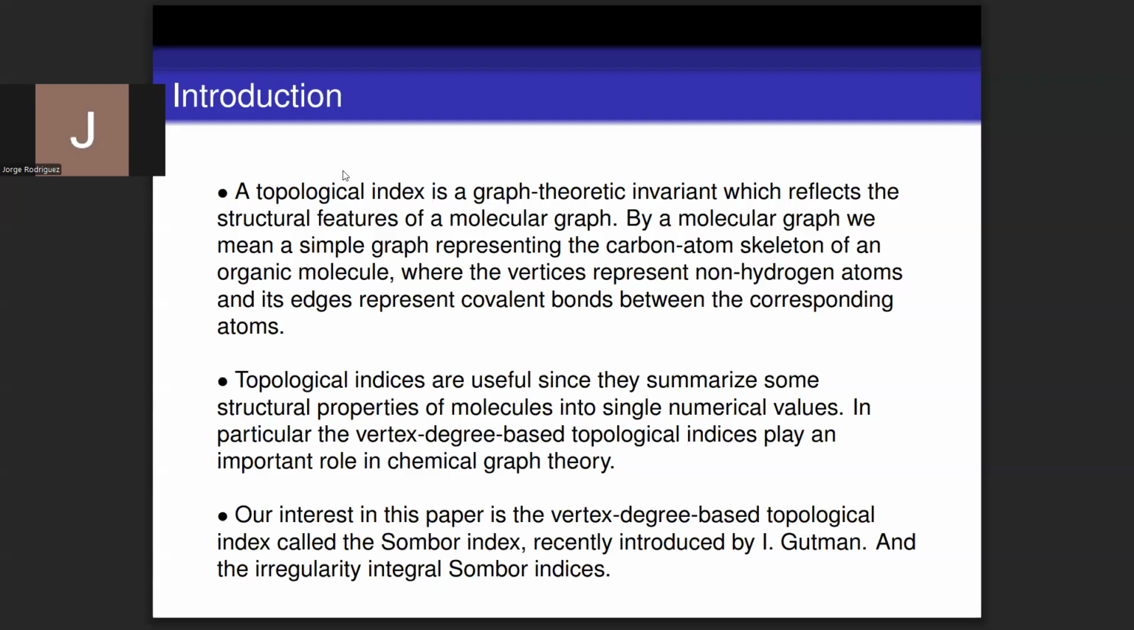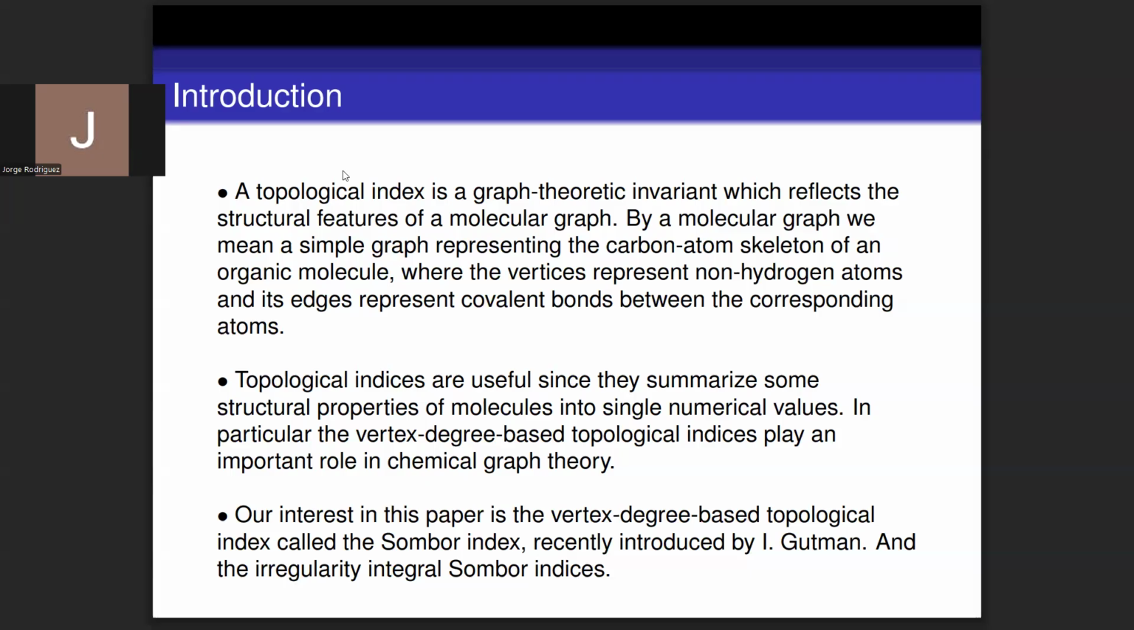In case someone doesn't know, a graph is simply a structure that is used to model pair-wise relationships between objects and is composed of two things: the vertices and the edges. In this case, the vertices are represented by these atoms and the edges are represented by covalent bonds between atoms. Topological indices are useful since they summarize some structural properties of molecules into single numerical values.